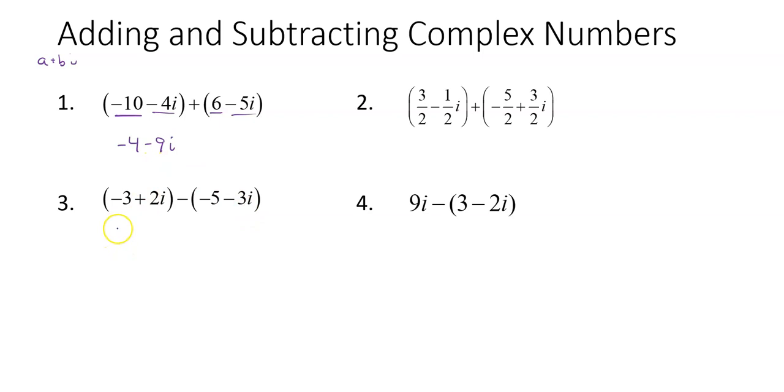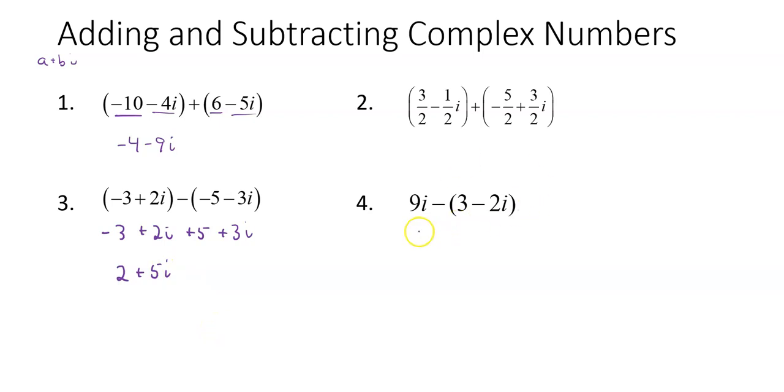For the one underneath it, it might be helpful to drop those parentheses and distribute that negative sign. So I get negative 3 plus 2i. Negative negative 5 gives me plus 5. Negative negative 3i gives me plus 3i. So 5 plus a negative 3 is 2. And then 2i plus 3i is 5i. So there it is, a plus bi form.